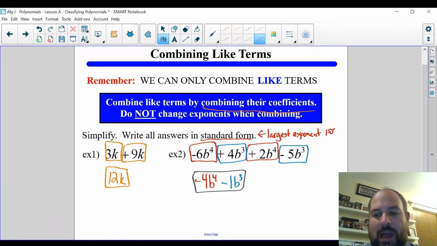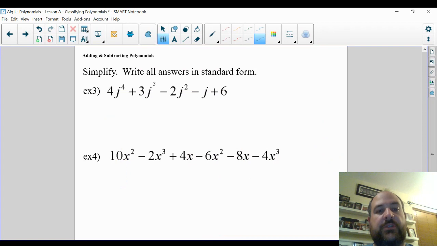So you might be saying, well, how is adding or subtracting polynomials any different? Basically, what we're going to have to do is use some other skills that we talked about earlier in the year. Go ahead, try example 3 and example 4 on your own first, and then we'll get into those.